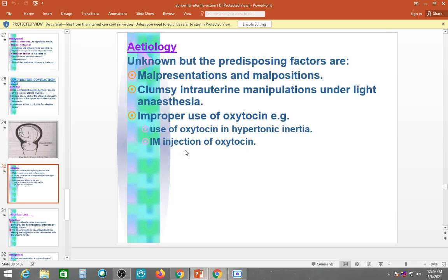Then IM injection of oxytocin, so it can occur. When can this problem occur? Even during the first stage of labor, the second stage, and the third stage. IM injection we commonly give after the third stage of labor. There will be chances because of improper use of oxytocin during this time. So that's why constriction ring occurs.